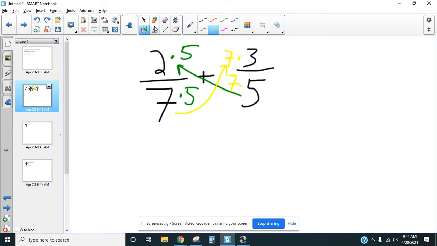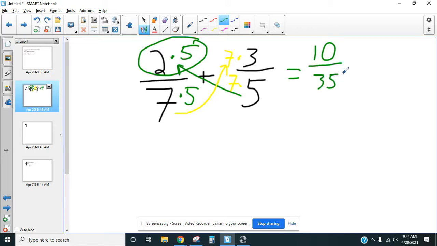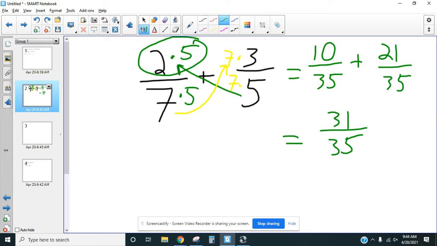Okay, so what we're going to do is we're going to say this is now 10/35. And then up top there is 21/35. And now we can add up the numerators, right? What's the numerator, top or bottom? Top, yep. So it's going to look like you're cross multiplying. That's going to go up there, that's going to go up there, and then we combine.